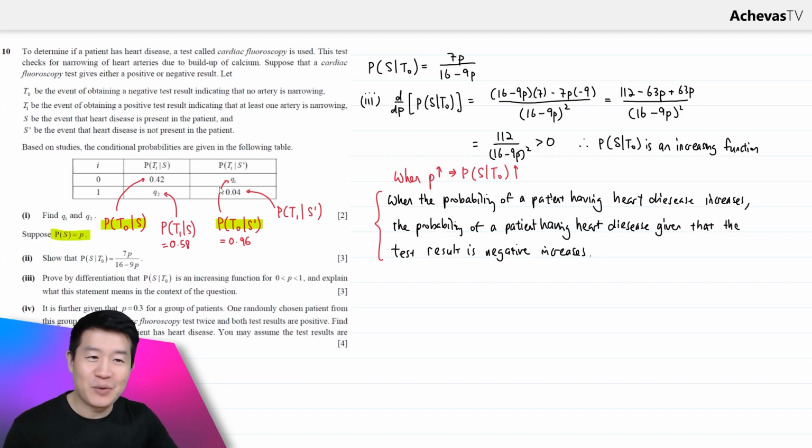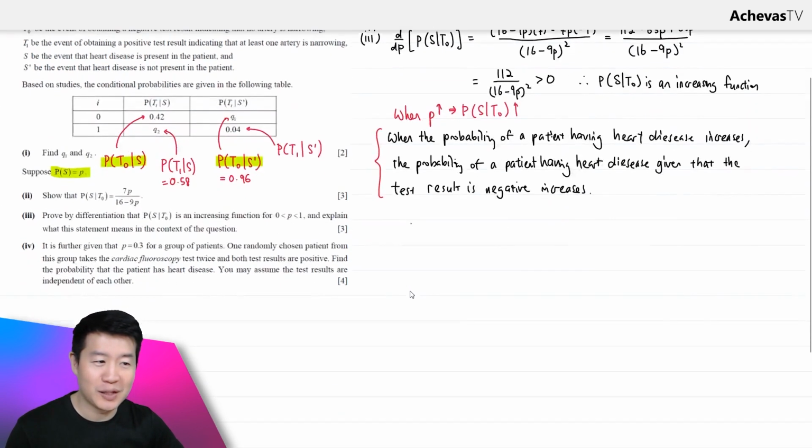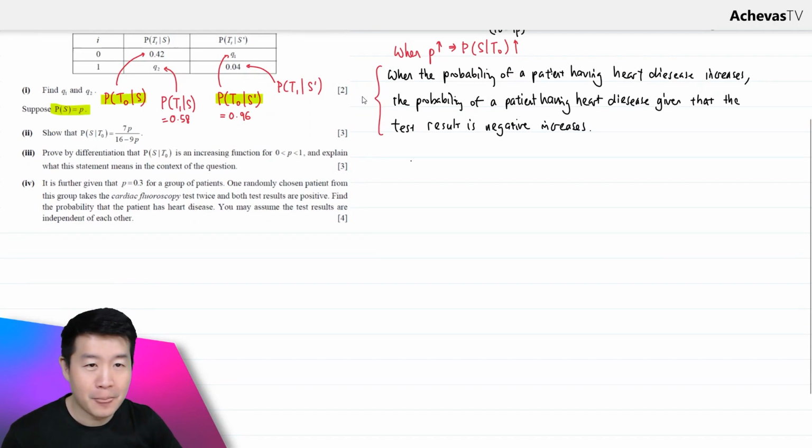As for the reliability of this test, someone not having a heart disease but being tested as positive is 0.04. All tests have a certain level of unreliability. So that's what this question is trying to say. That is part 3.